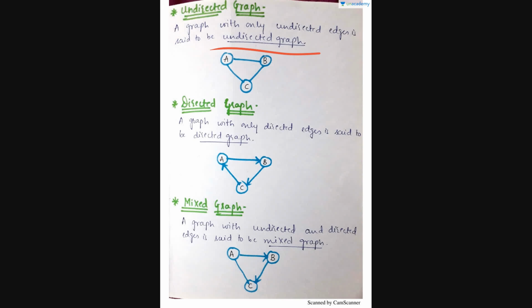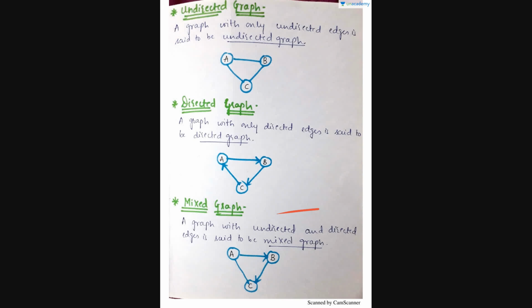Now, directed graph. A graph with only directed edges is said to be a directed graph. Now suppose it is moving from A to B, B to C, C to A. So this is nothing but a directed graph. Then mixed graph. A graph with undirected and directed edges is said to be a mixed graph. So in this mixed graph, we will have both bidirectional edges and directional edges.